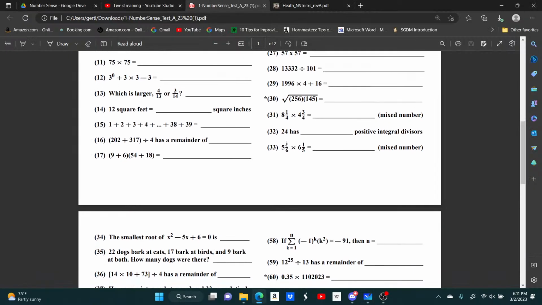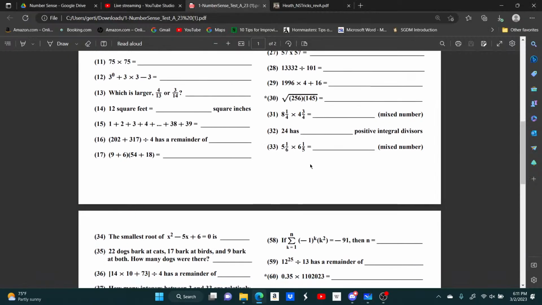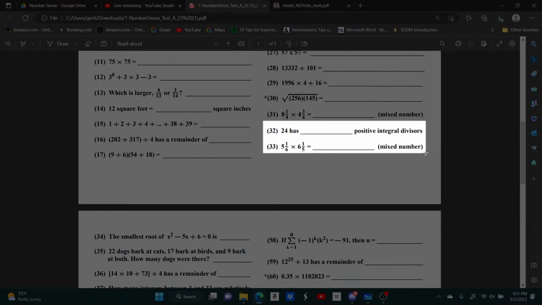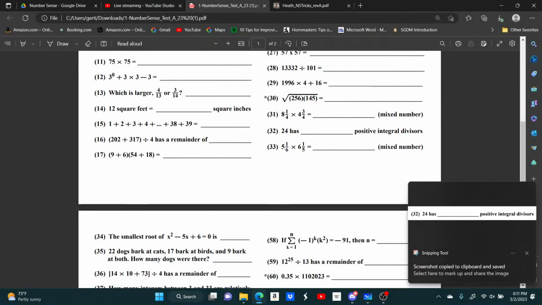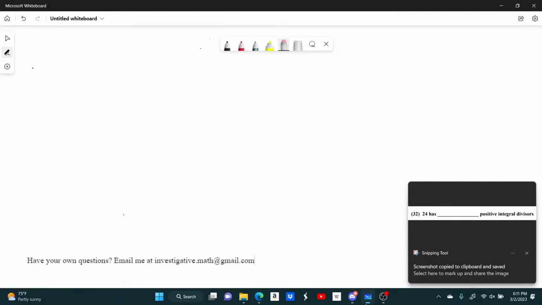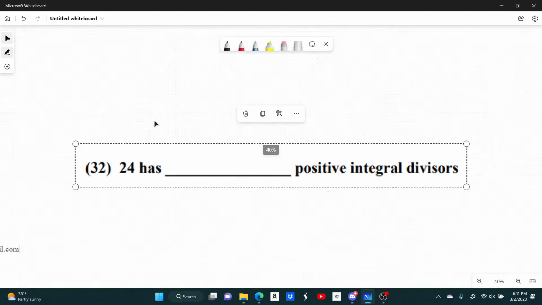Okay. 24 has how many positive integral divisors? Okay. This one's interesting. Oh, look, number 33 is another fraction FOIL. I guess that's nice. But then again, if you don't know it, you have to skip 2 questions, so it could go either way, I guess.